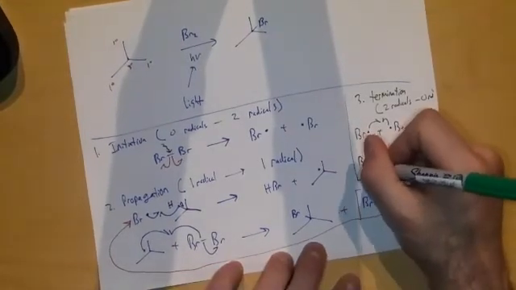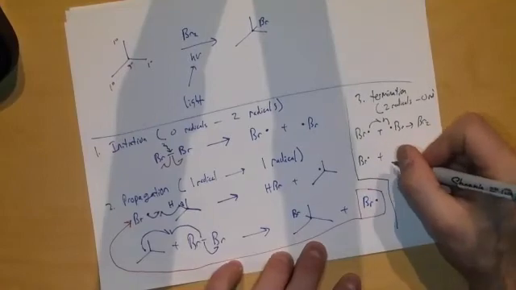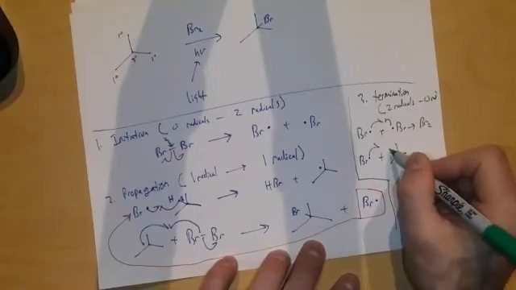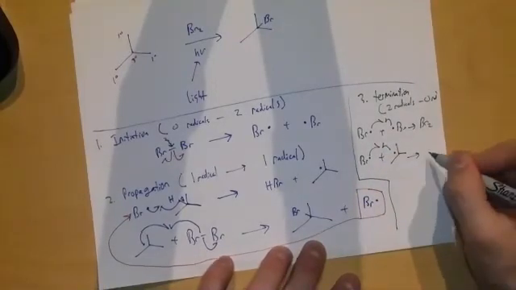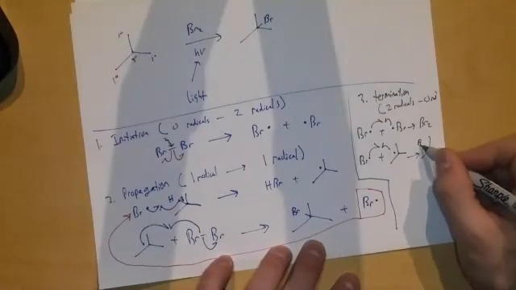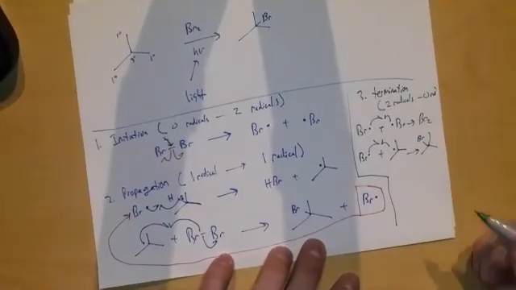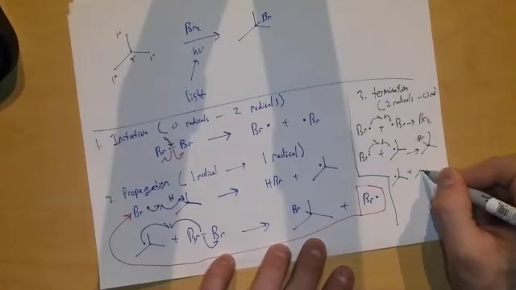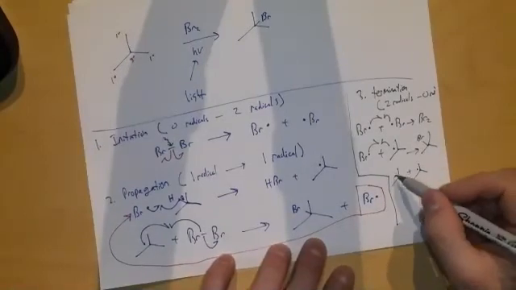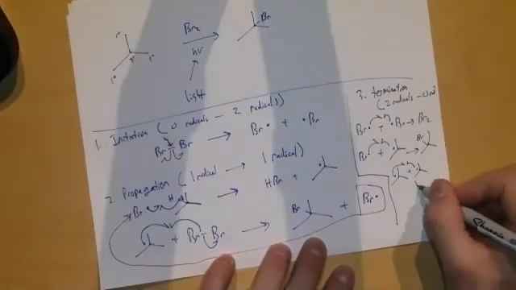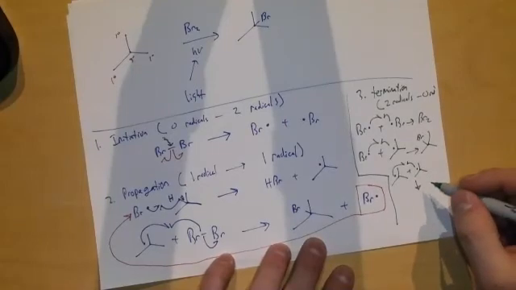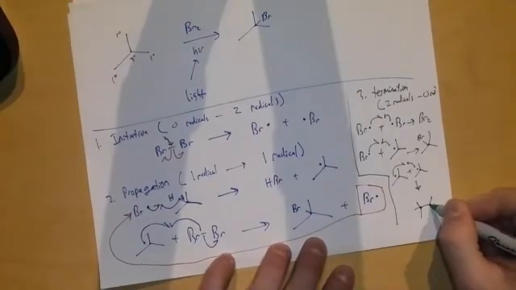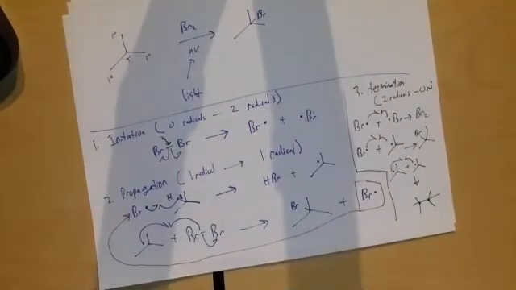We can have our BR radical and our carbon radical come together. This would give us our major product. And then the other option is to have the carbon radical react with itself. And this is going to give this weird looking byproduct.